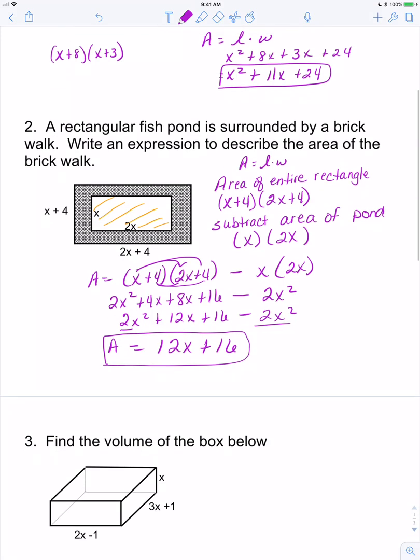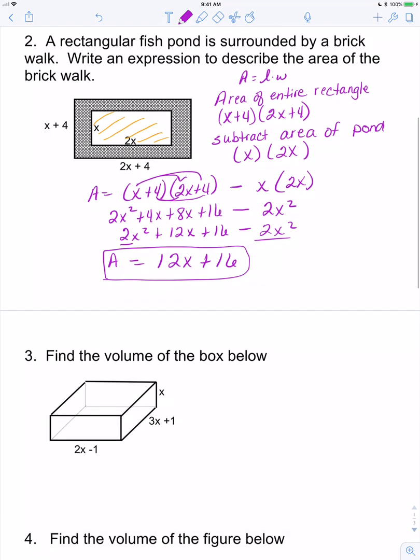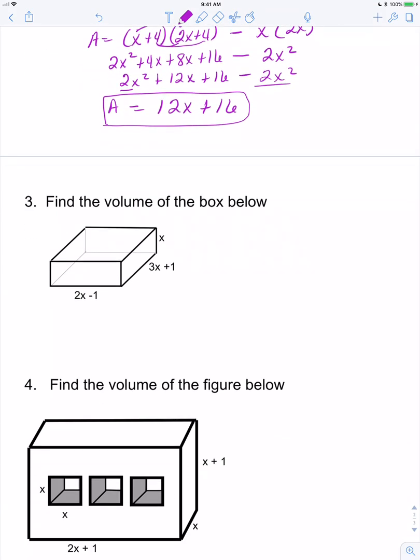And that is your final answer, because we're just writing an expression. We're trying to determine how we would come up with those. Okay, so find the volume of the box below. Well, we've got to know that volume is length times width times height. Okay, so the length of this box is 3x plus 1. The width of the box is 2x minus 1. The height of the box is x.